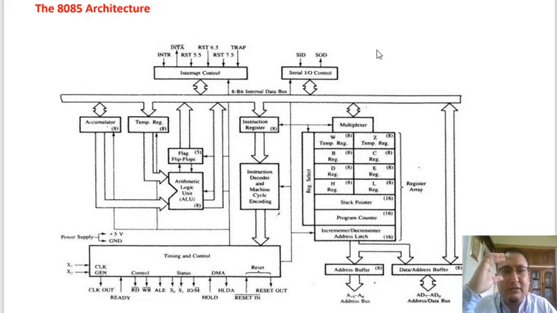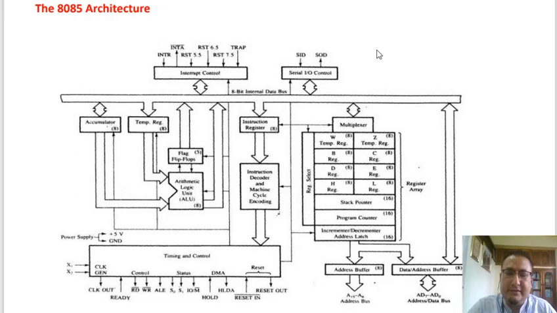So in today's class, we are going to discuss the 8085 architecture. In the 8085 architecture, there are a set of identifiable units. The units are interrupt control, serial I/O control, accumulator, temporary register, flag register, arithmetic logical unit, instruction register, instruction decoder, and machine cycle encoding, timing and control unit.